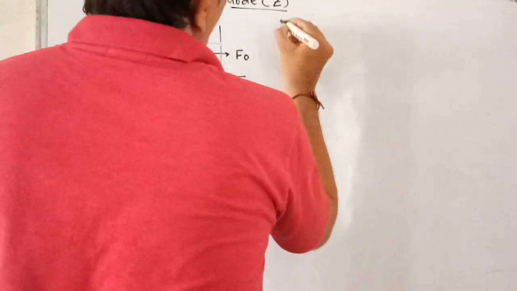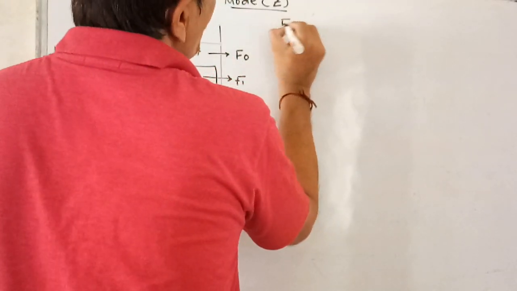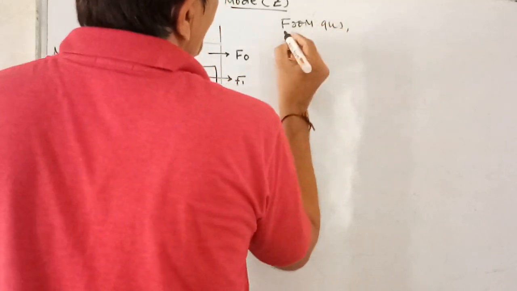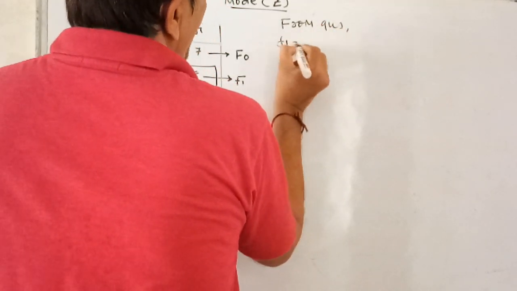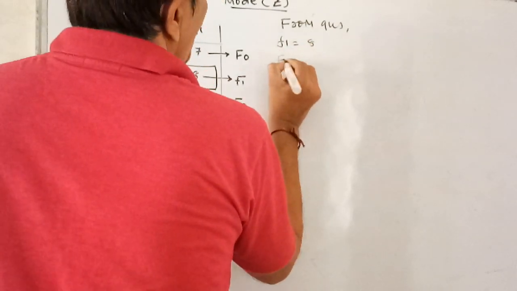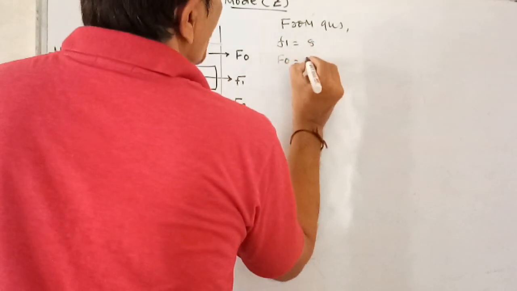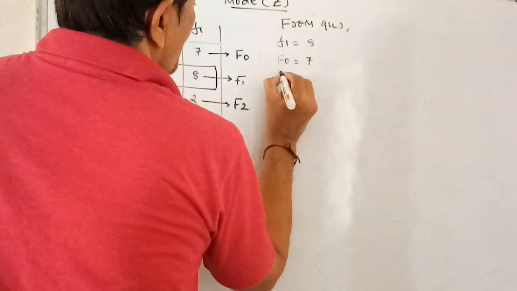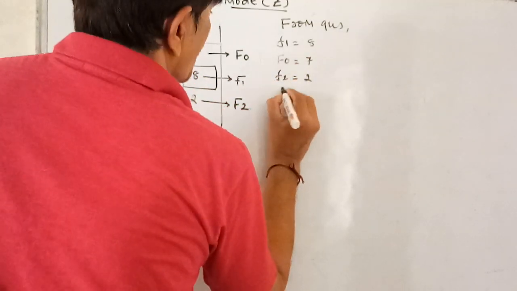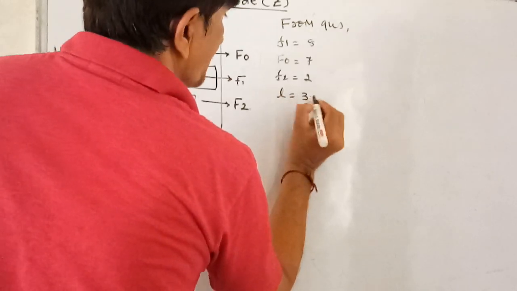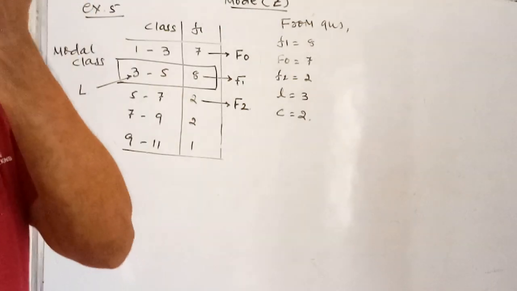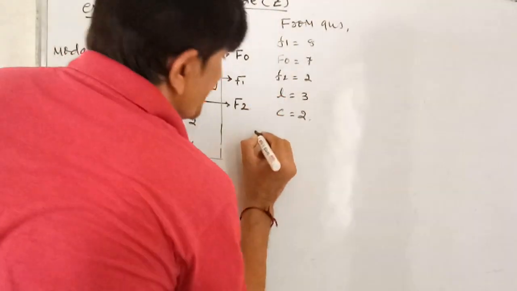So we can start now from the question. F1 is equal to 8. F0 is equal to 7. F2 is equal to 2. L is equal to 3. And C is equal to 2. These are the values available. Just replacing in the formula.